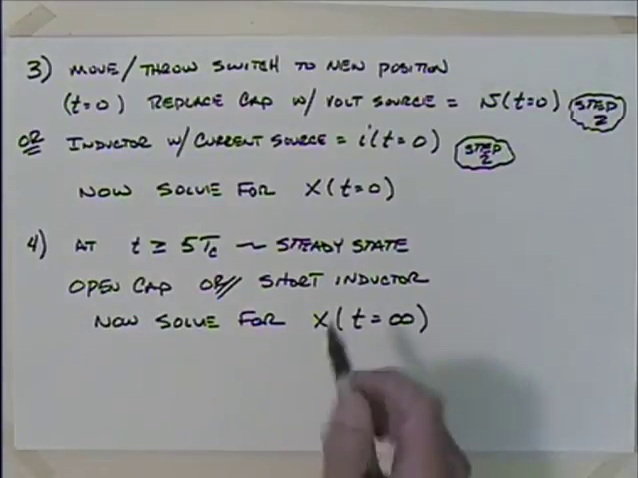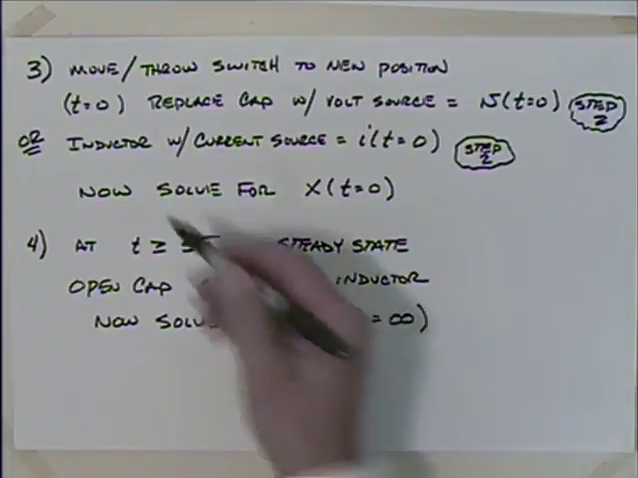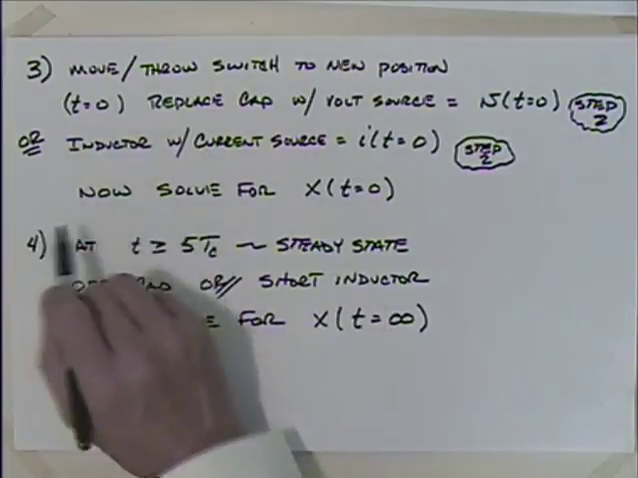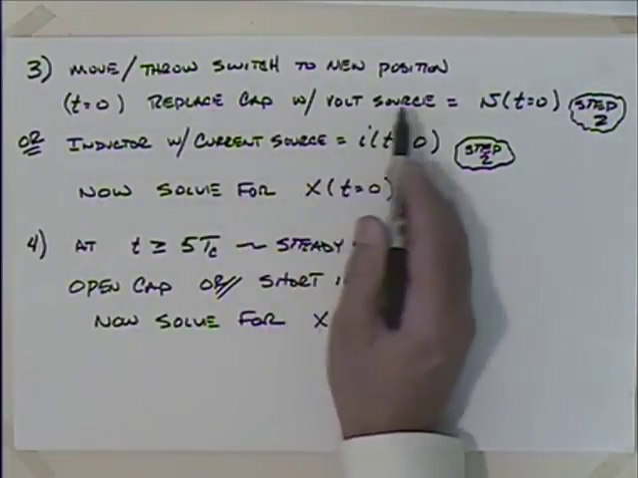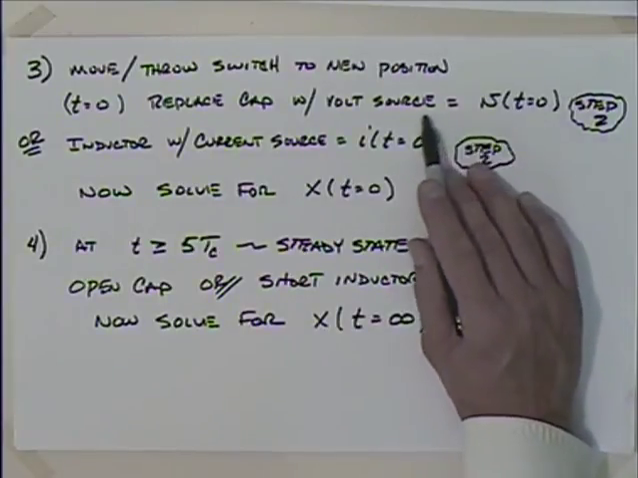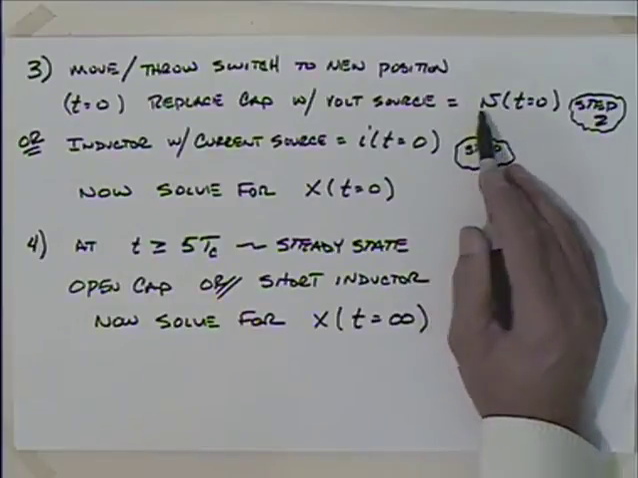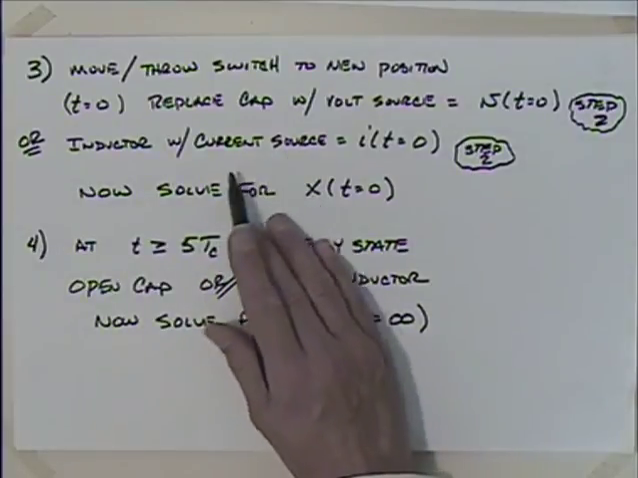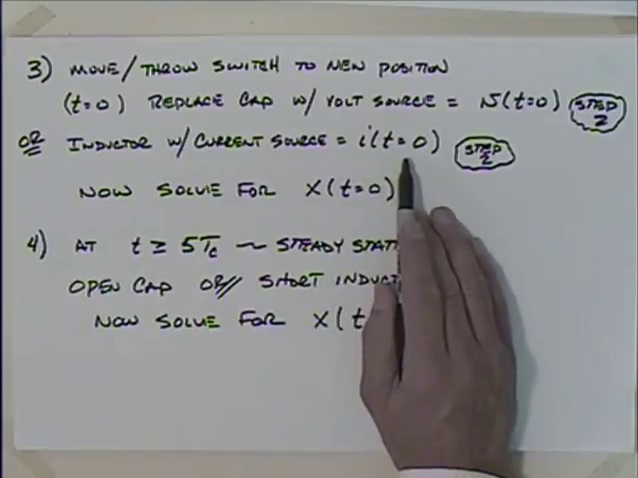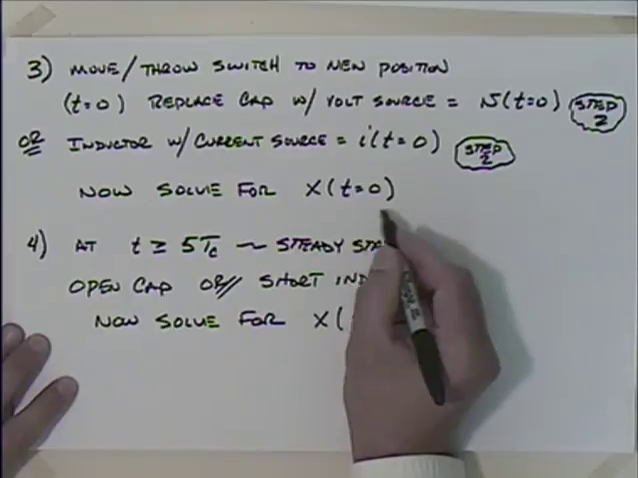Okay, so this is t equals 0. We were talking prior about t before 0, t is 0 minus. Now we're talking about t equals 0. So we replace the capacitor with a voltage source that we found in step 2. That voltage across the capacitor that you found in step 2, we replace the capacitor with that. Or if it's an inductor, we replace the inductor with the current source that we found in step 2. And then we solve for x at t equals 0.